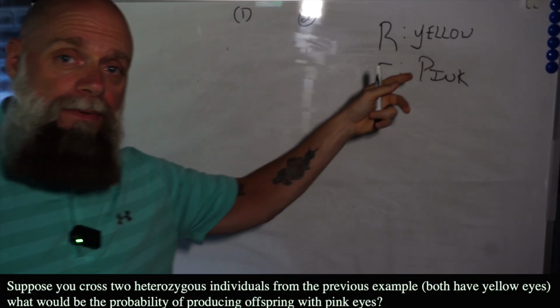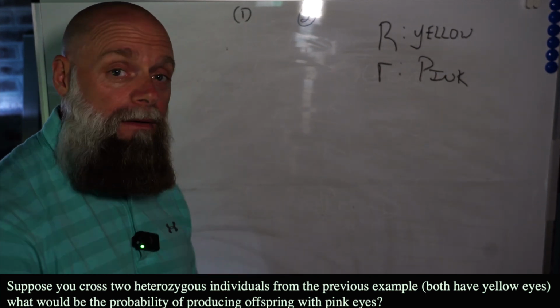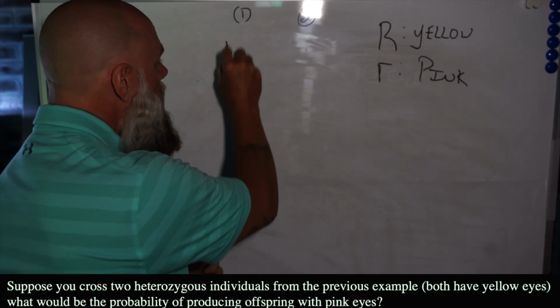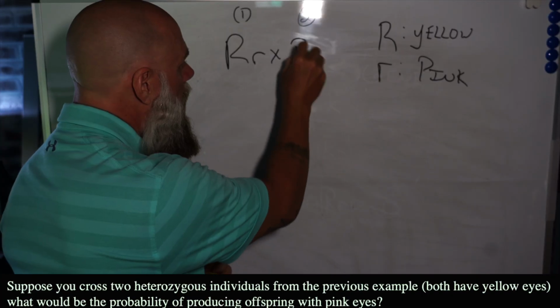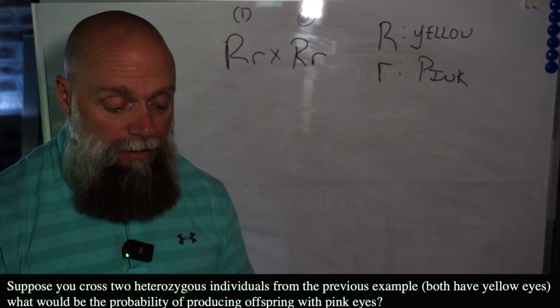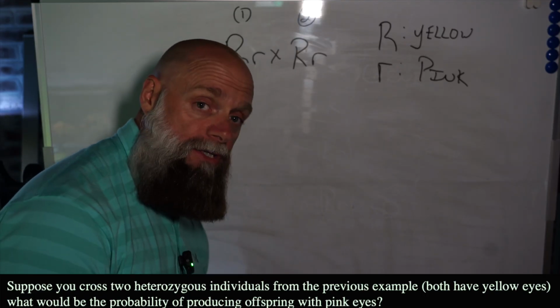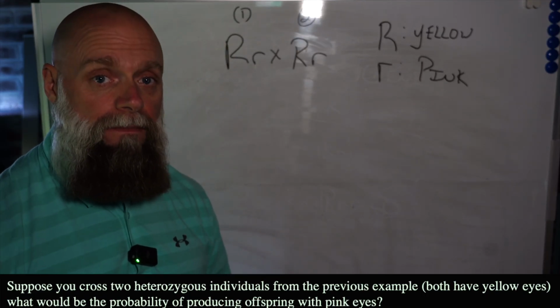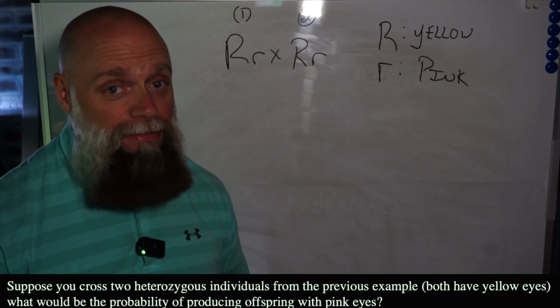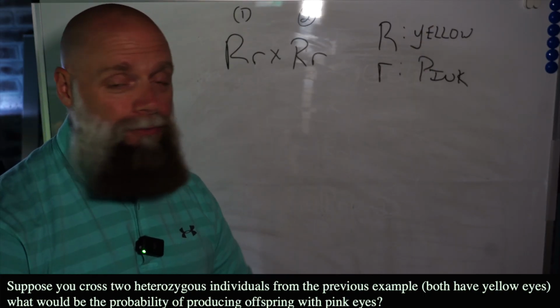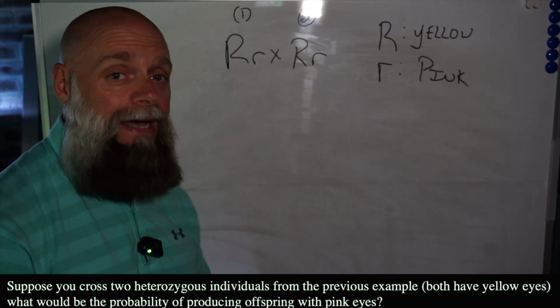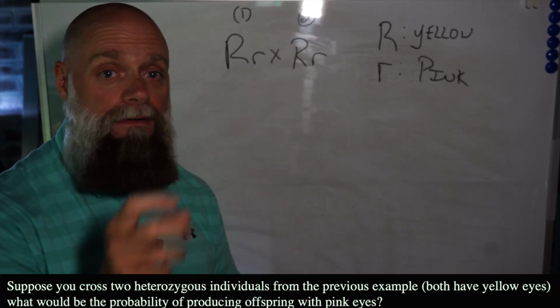This hasn't changed, right? We could still use the same letters, but the individuals that we're crossing are both heterozygous, which means they're both showing the dominant phenotype right now, but they're both carriers of the recessive allele. Okay, so same thing. We've identified the letters, which we're not changing here. We've identified the genotypes of each organism.